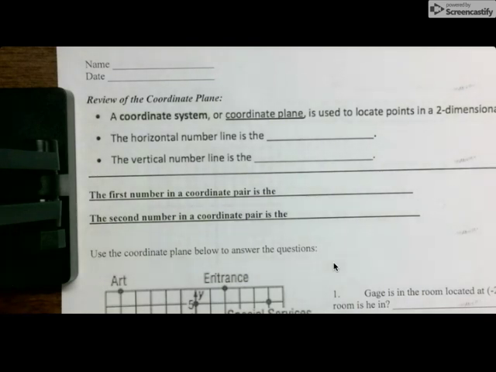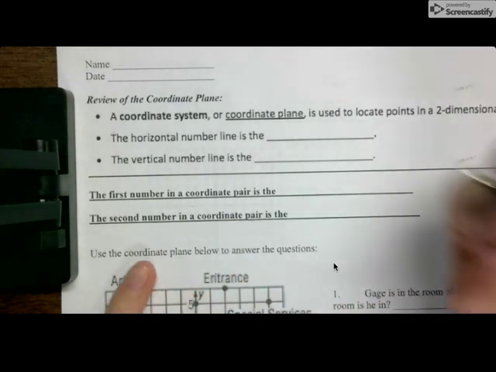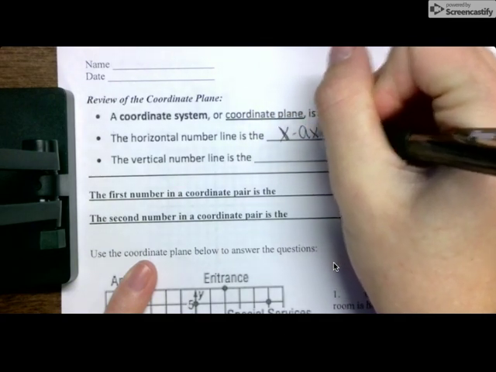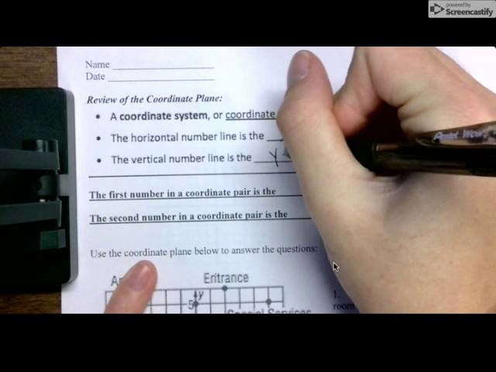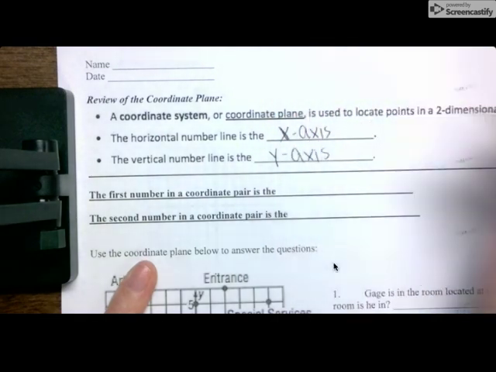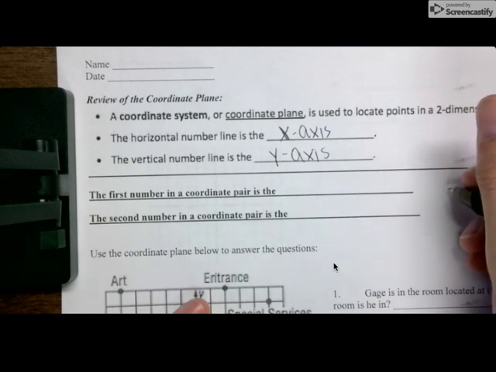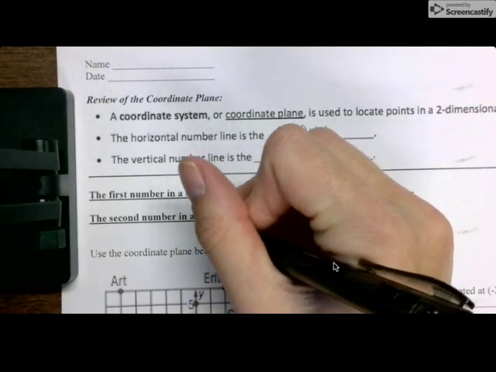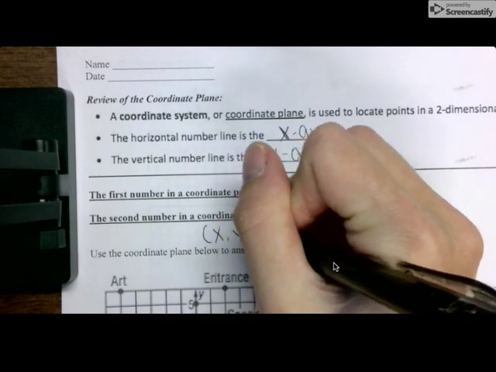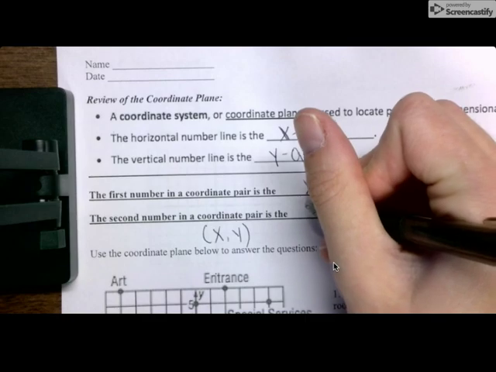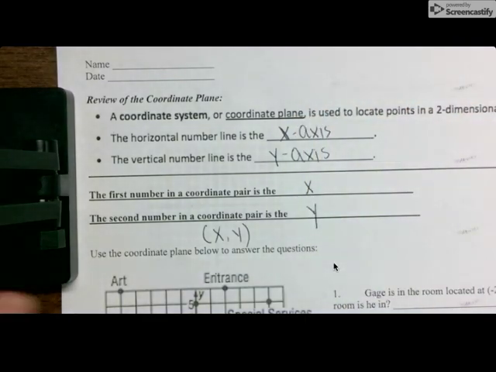All right, a coordinate system or coordinate plane is used to locate points in a two-dimensional plane. The horizontal line we call the what? X-axis. The vertical line we call the y-axis. Okay, if you think of a coordinate pair, it is x, comma, y.